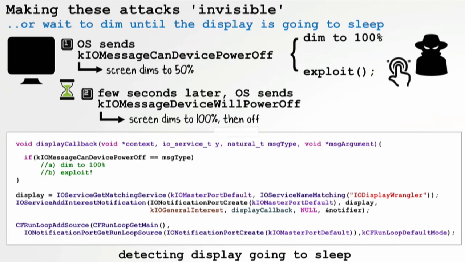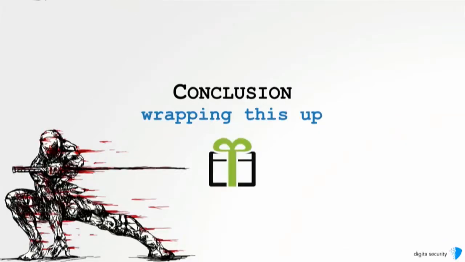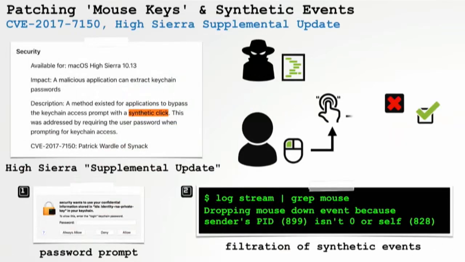So again, a very stealthy way to perform these attacks that the user will not notice. All right, so let's start wrapping this up. I reported this mouse key vulnerability or bypass to Apple. They patched it as CVE-2017-7150. And their patch did 2 things.